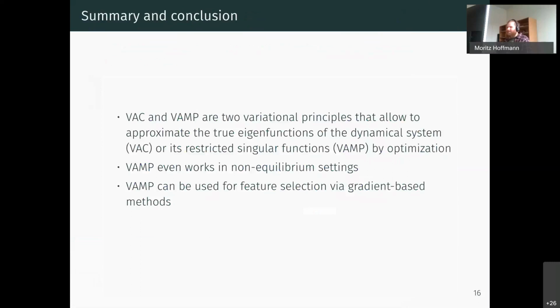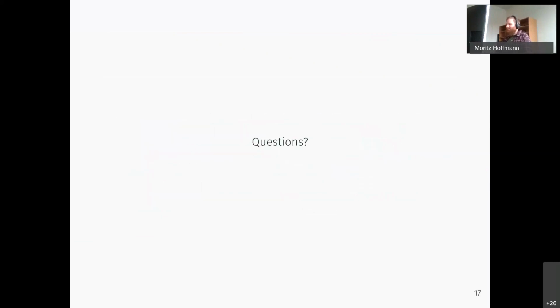Summing up, we have the VAC and the VAMP, and with both of these scores, we can evaluate how good our approximation is with respect to the true dynamics. One of them works for equilibrium settings and one for off-equilibrium settings. And we can also use VAMP as well as VAC for gradient-based methods. Questions?